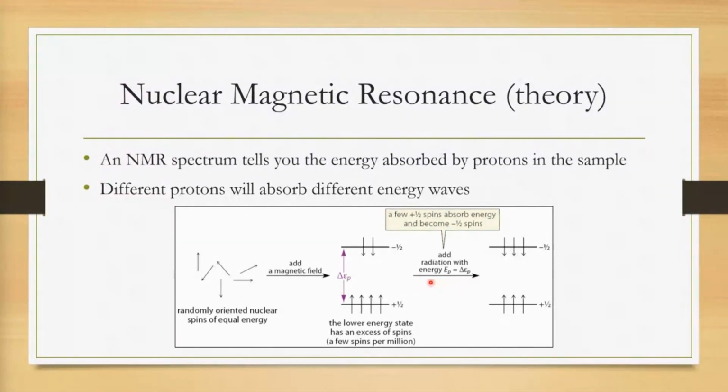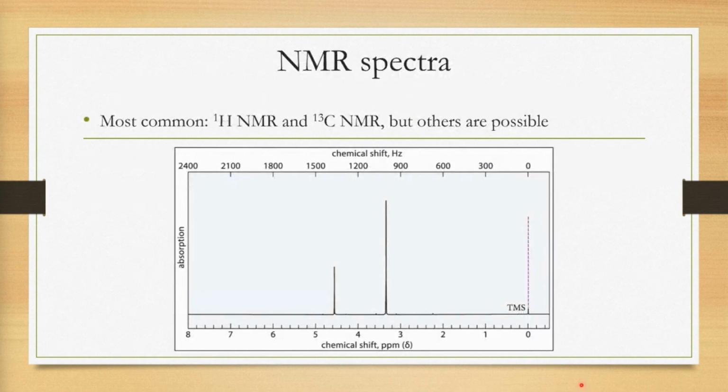And then when you add radiation in the radio wave frequency, nuclei that are at the lower energy state, so the +1/2, can then absorb that energy to be at the -1/2. And so an NMR spectrum will tell you the energy that's absorbed by protons or by nuclei in the sample, and different nuclei that are in different bonding patterns, in different chemical environments, will absorb different energy waves. So I have an example of an NMR spectrum on the next slide for a molecule.